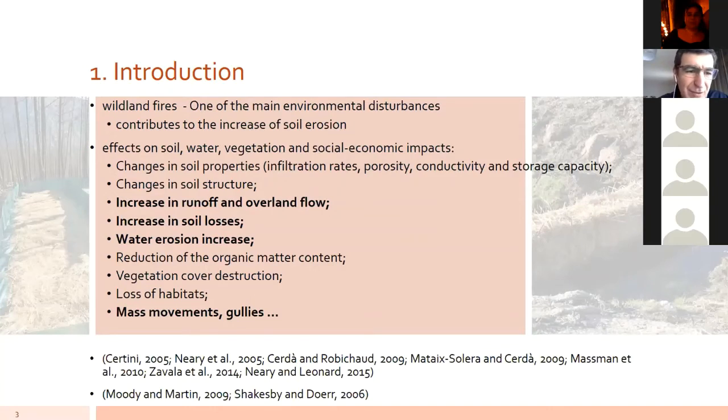And this factor, the occurrence of fires, is one main environmental disturbance that contributes greatly to the increase of soil erosion. We can highlight the different impacts that wildfires promote in soil, water, vegetation, and even in socioeconomic activities, as you can see in this slide. And we can highlight the ones specifically related with soil: increase in runoff and overland flow, increase in soil losses, water erosion, the development of mass movements, gullies, etc.